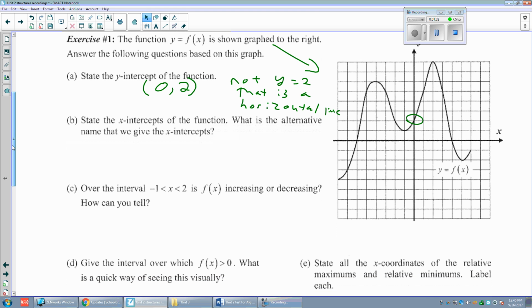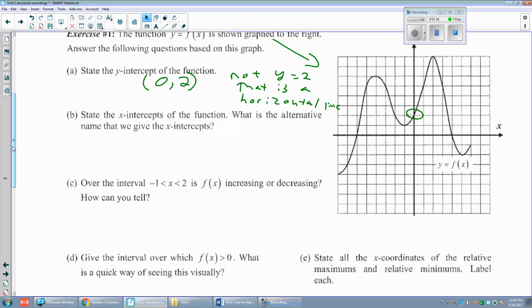State the x-intercepts of the function. Let me see. There's the x-axis, so the x-intercept is there and there. Is there one over here somewhere? No, because it doesn't continue. The function terminates over an interval. Okay, so let's figure out what the first one is. Do you have it? It's -6.